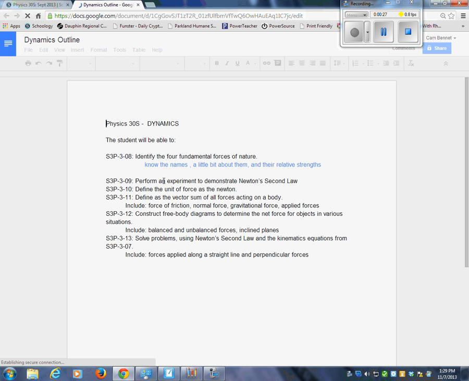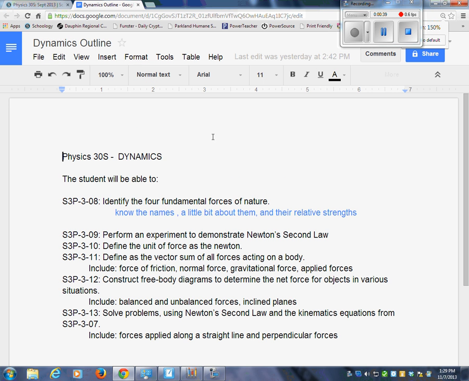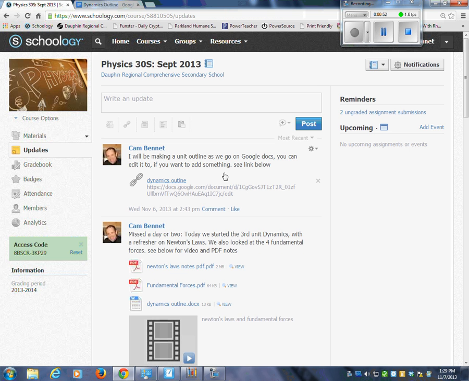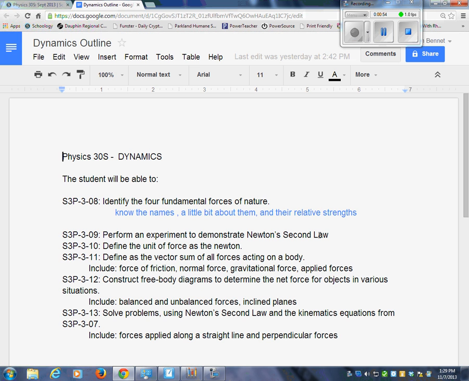Yesterday we identified the 4 fundamental forces of nature, and then in blue I wrote, in English, what I would expect you to be able to do. Can you read that? It says, know the names, a little bit about them, and their relative strengths. You can follow along. This will be our test outline. It'll be good for me because I can make the test right from this. And because you have the link, you can go in and add stuff if you want to, something that I missed maybe.